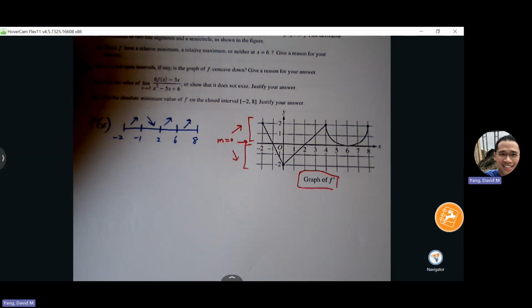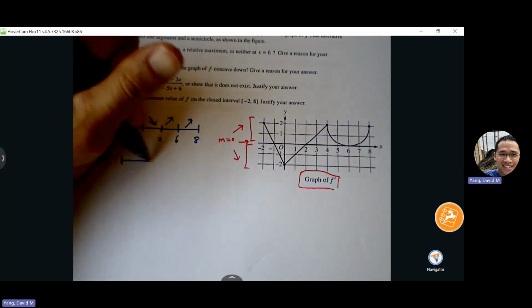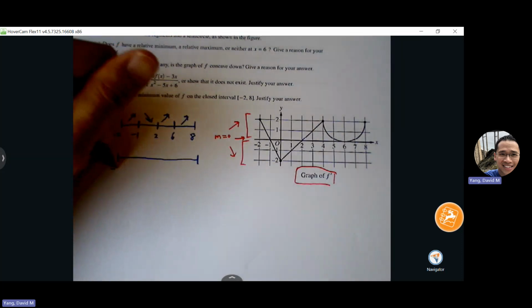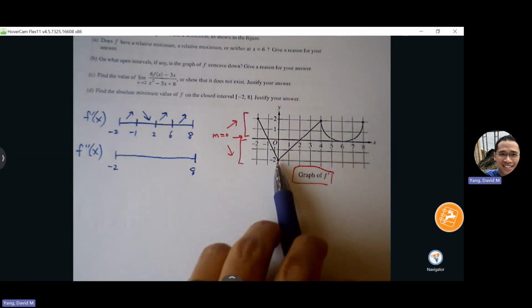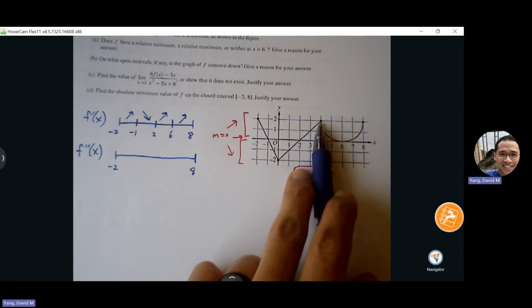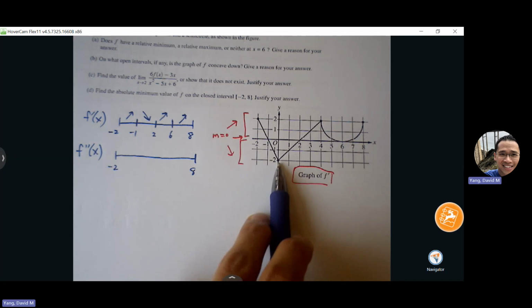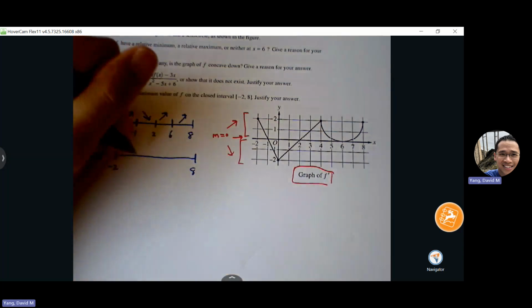Part B, on what interval is the graph concave down? Concave down is looking at the second derivative, information about the second derivative based off the f prime graph. So endpoints will stay the same. And now we're going to look at the peaks and valleys, because the peaks and valleys of our f prime graph translate to the points of inflection of the original graph. So we know there's a point of inflection at 0, at 4, and at 6.